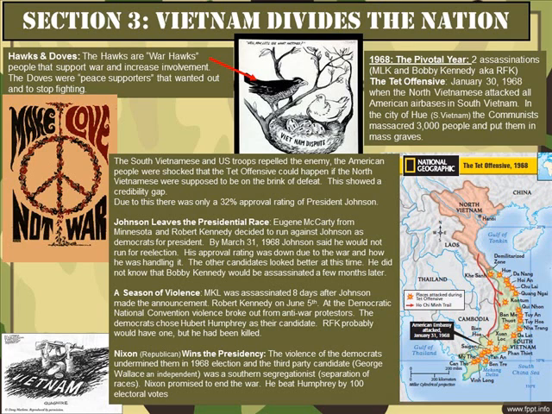Nixon, the Republican, though, wins that presidency. The violence of the Democrats undermined them in the 1968 election, and a third-party candidate, George Wallace, an independent, was a Southern segregationist, meaning separation of races. Nixon promised to end the war. He beat Humphrey by 100 electoral votes.